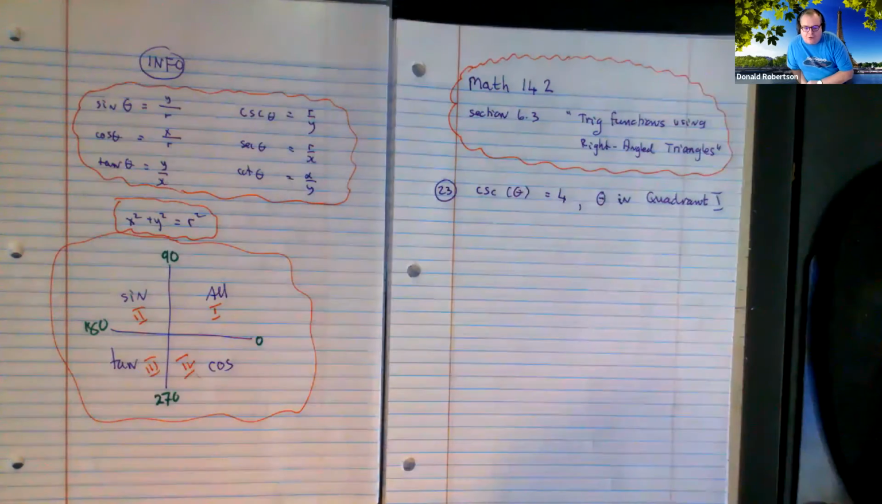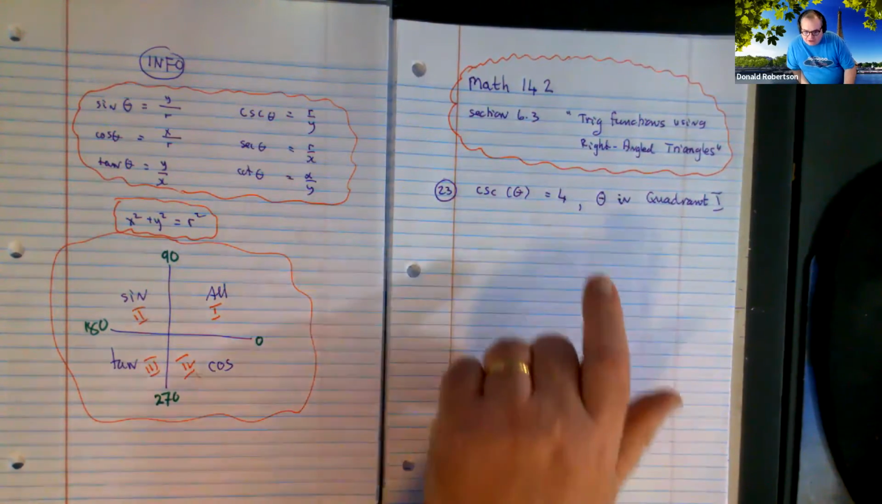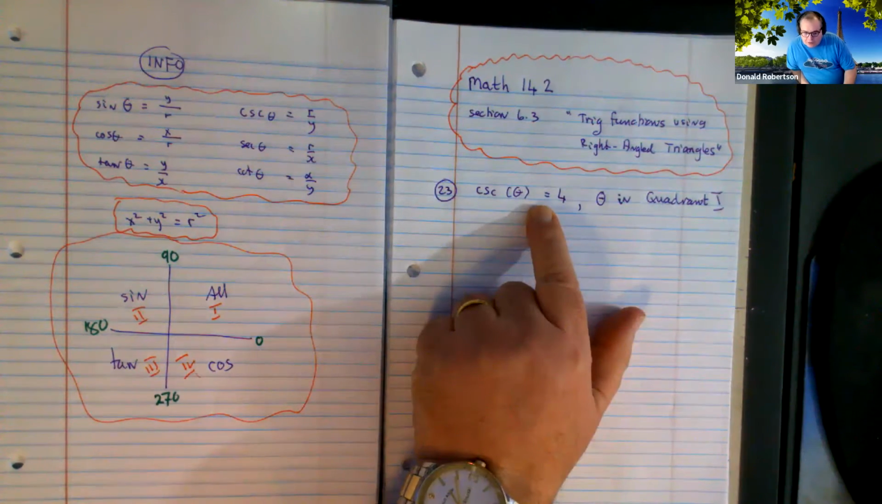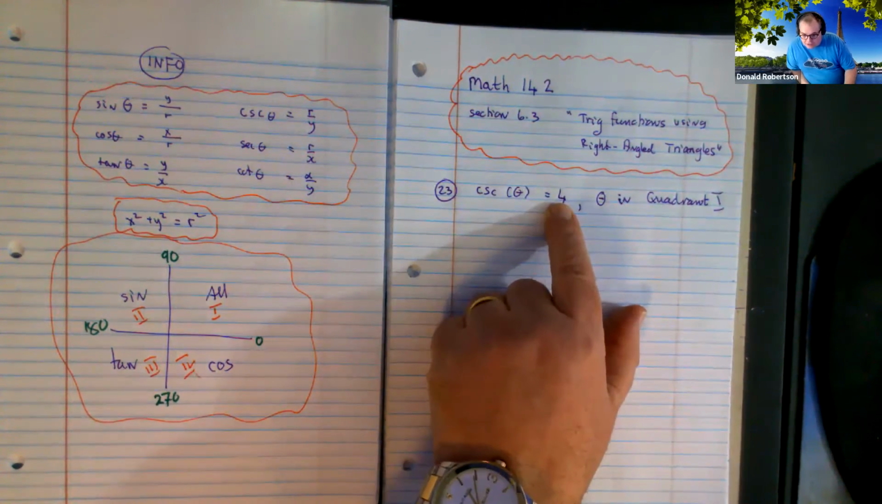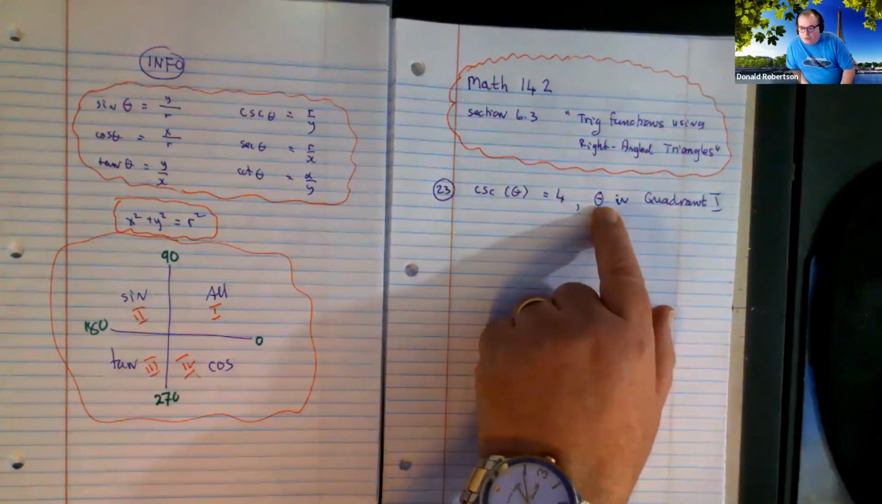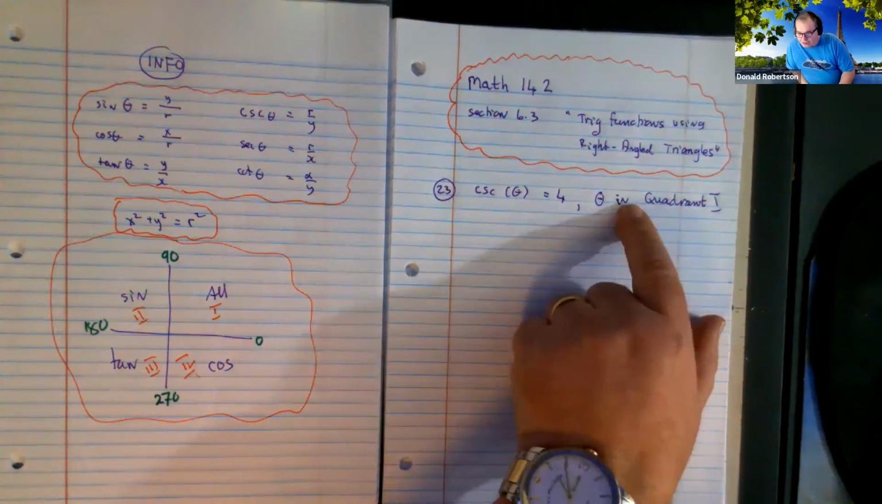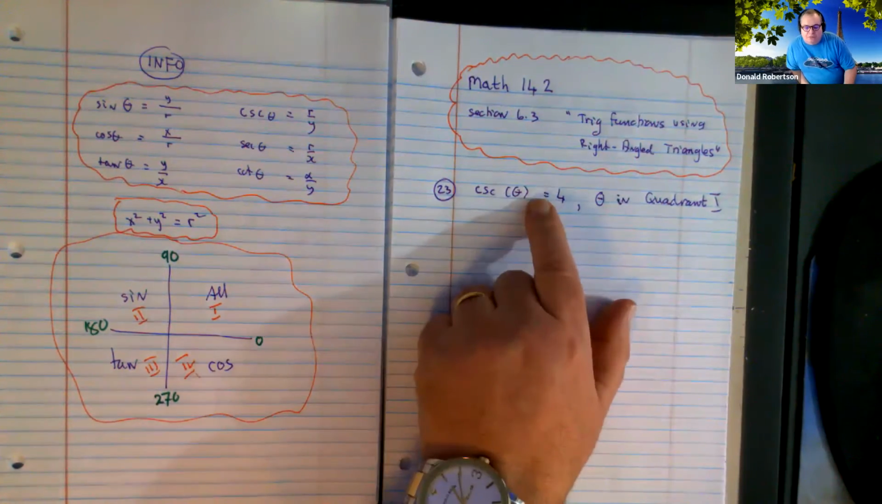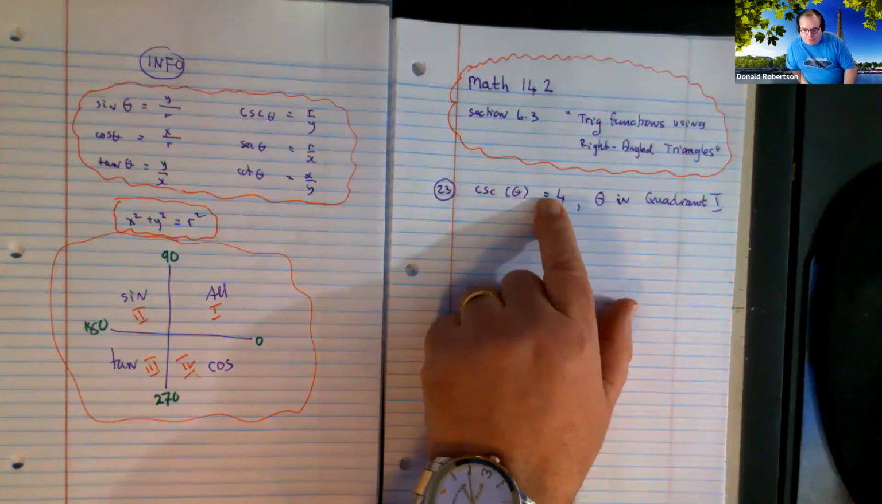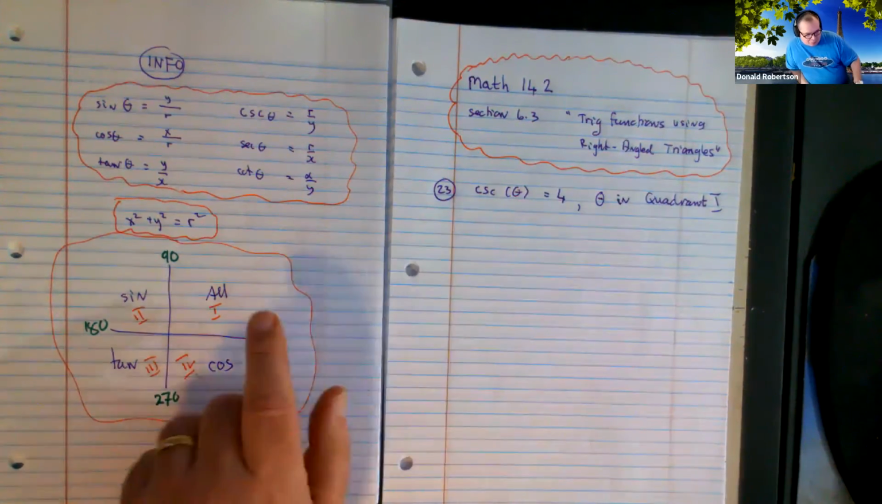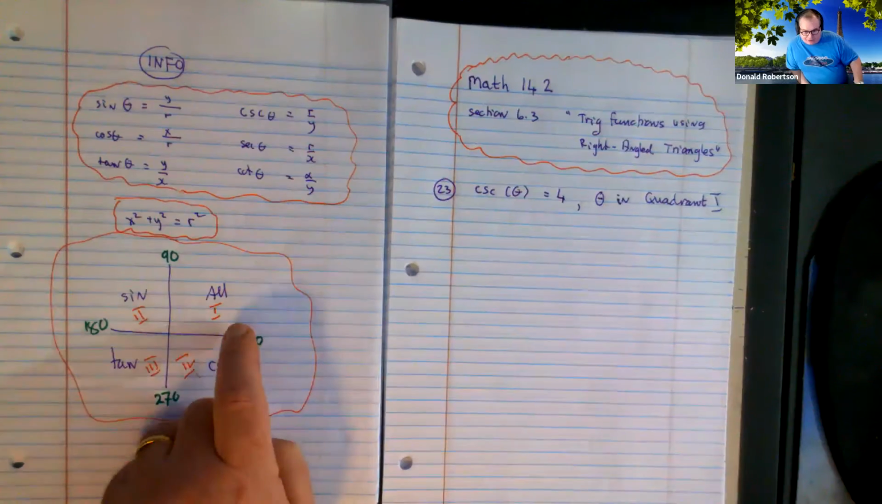We're continuing with where we left off last time, which is find the 6 trig ratios when you're just told one of the 6, in this case the cosecant, and what quadrant it's in. So I'm told the cosecant of theta is 4 and the quadrant it's in. And we're basically going to be using these guys.